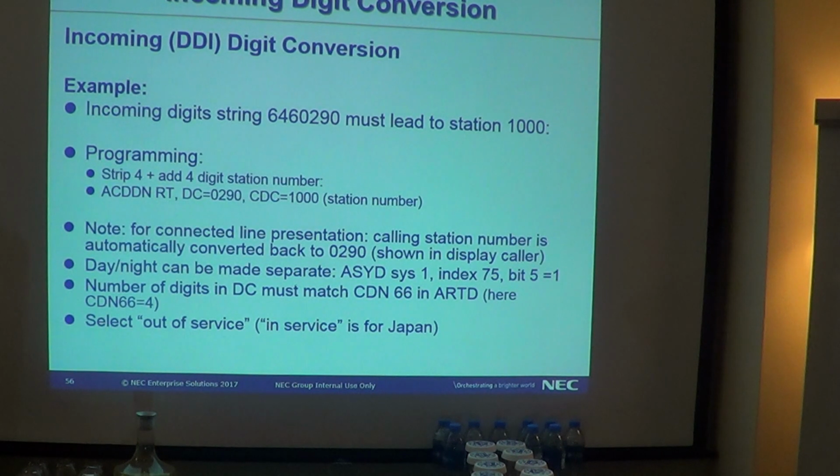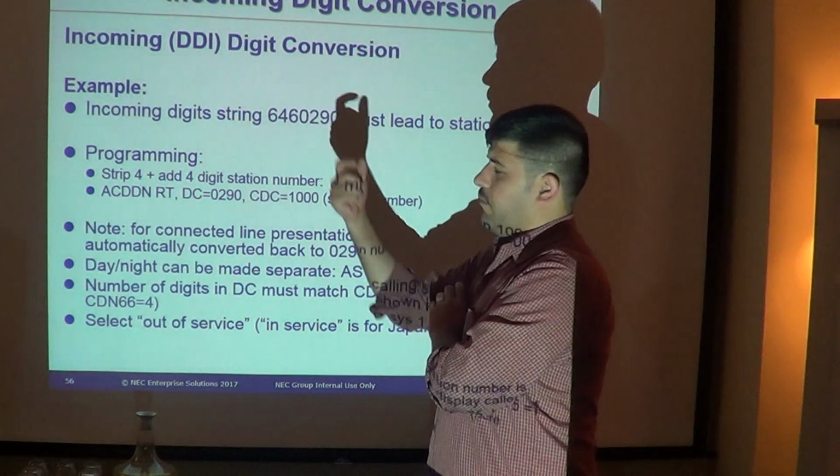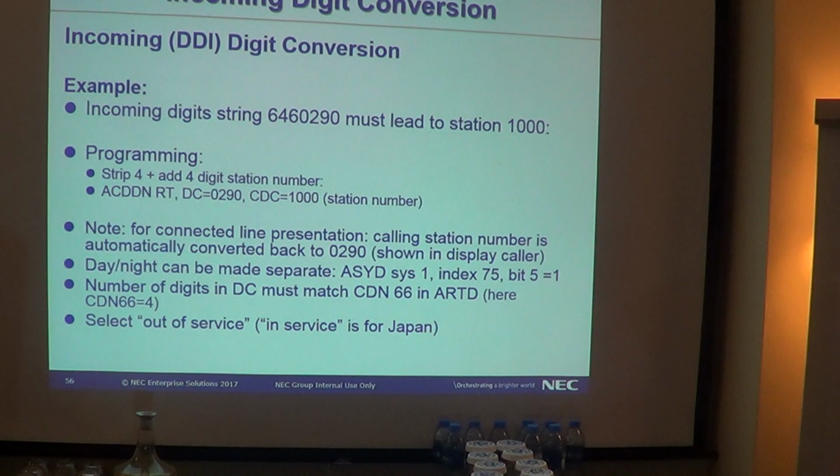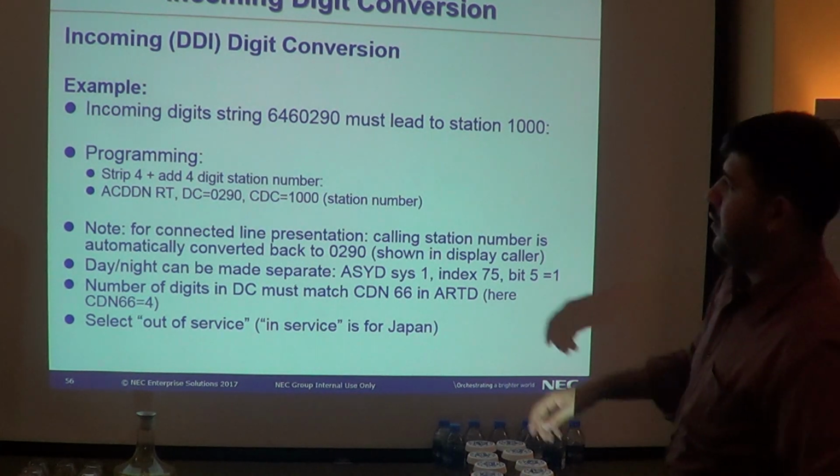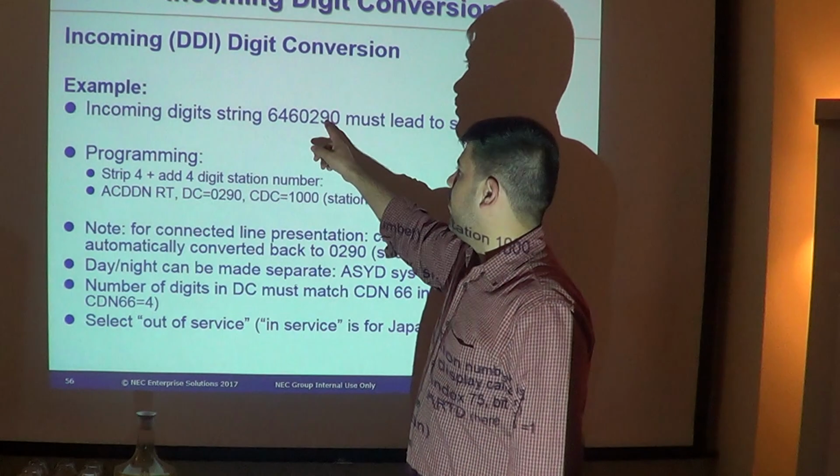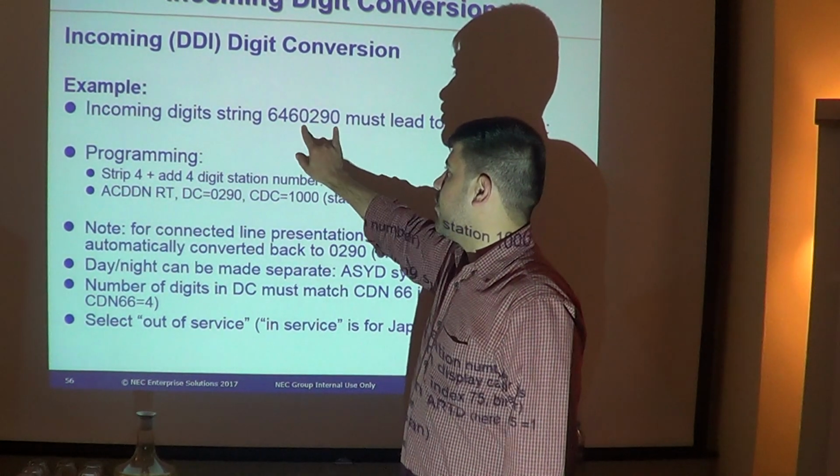The program is stripped 4 digits, but the DC is assigned 0290. This is 4 digits. Yes. So we should skip the first 3 digits? 4. It's saying strip 4. We count from the left: 1, 2, 3, 4. It's 4 digits.